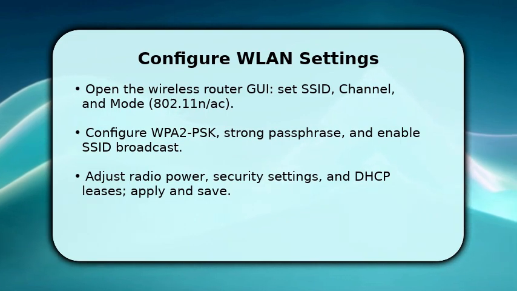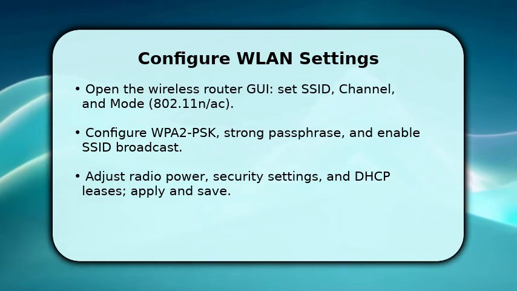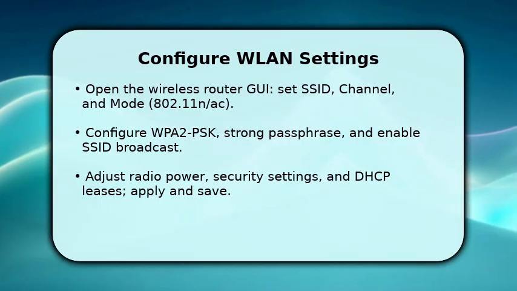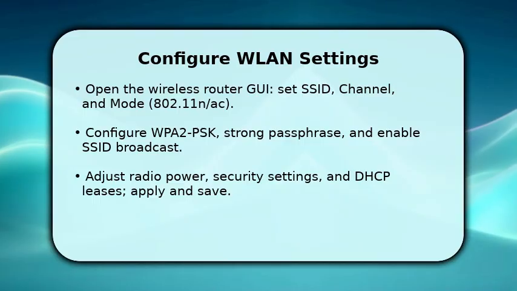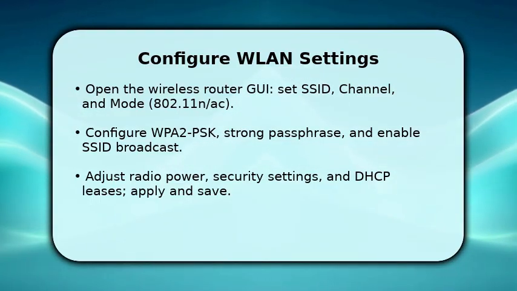Once clients connect, fine-tune transmit power and DHCP lease times to balance coverage and churn. Because Packet Tracer simulates radio behavior, these choices directly affect discoverability and stability.